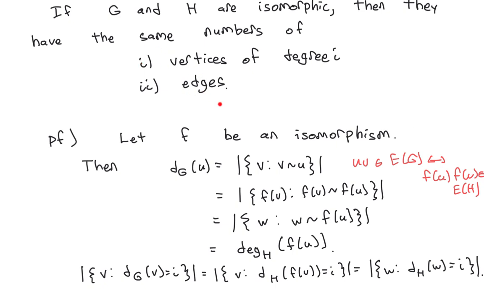The second claim can be proven from this fact. What you do is you just have to define a function from the edges of G to the edges of H by sending uv to f of u, f of v. Because you have an isomorphism, you're guaranteed that this function actually does send edges to edges. It takes a little more work to show that this function is also a bijection, but once you do that, you then know that these two edge sets have to have the same size.